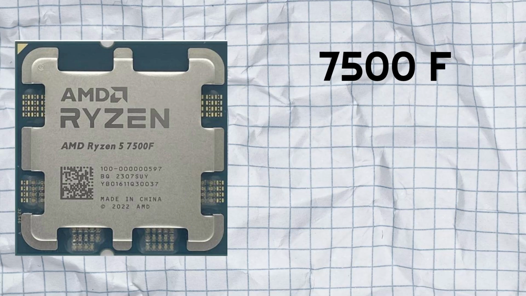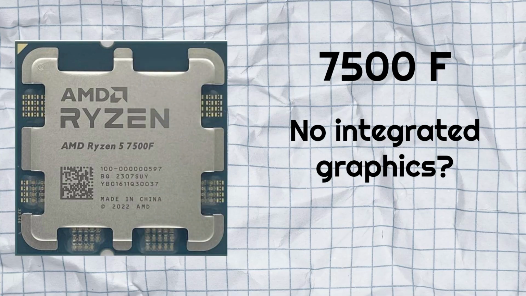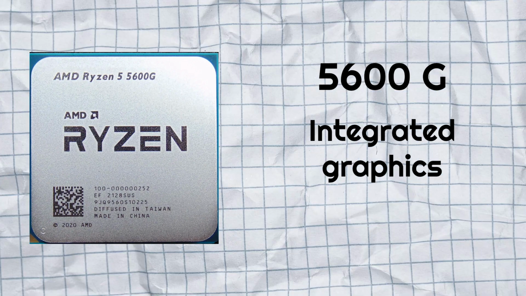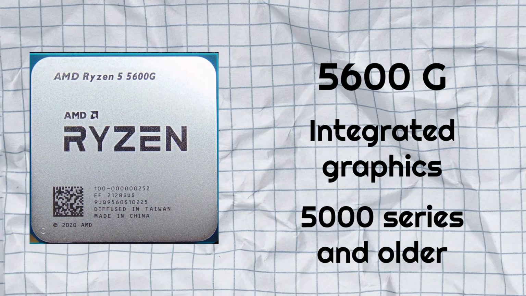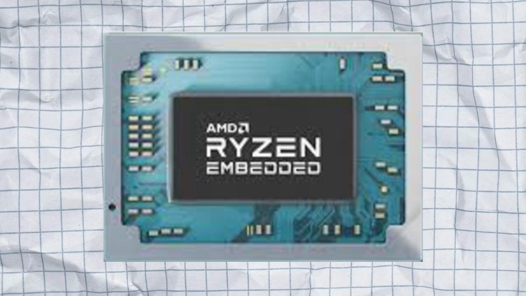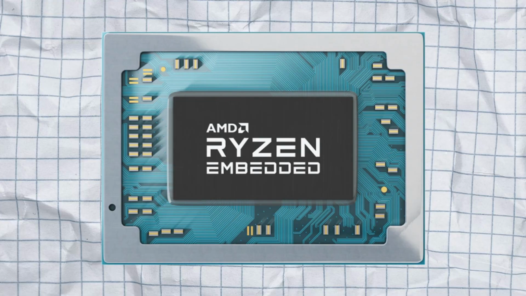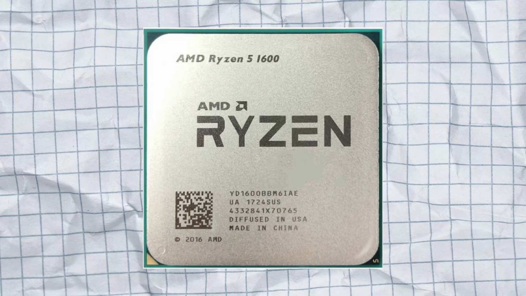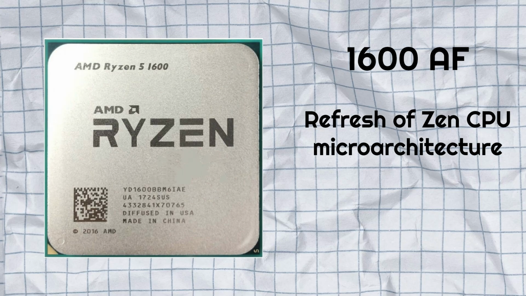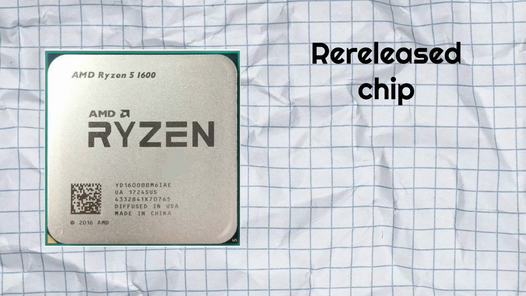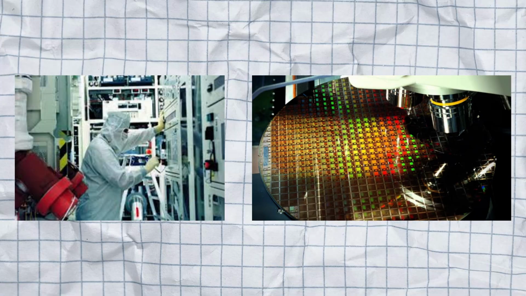F means that it has no integrated graphics, just like Intel's suffix, meaning a dedicated GPU is needed. Chips with the G suffix means that it has integrated graphics, but the suffix is only used on the 5000 series and older because new CPUs always seem to have integrated graphics anyway. E is pretty simple to understand. E for power efficiency. The T suffix means that it has a higher boost clock speed than other non-T CPUs. And finally, AF means that it uses a refresh of Zen CPU models, aka Zen Plus. So it means that it is a re-released chip based on a more efficient or newer manufacturing process.